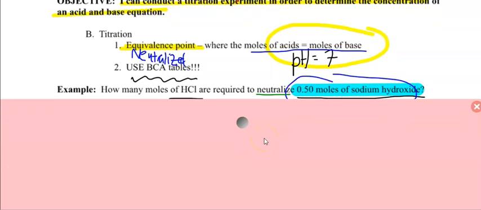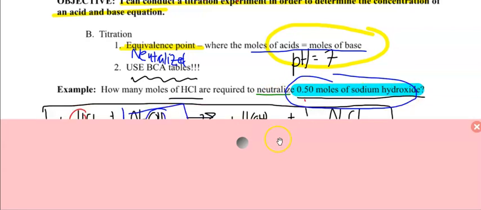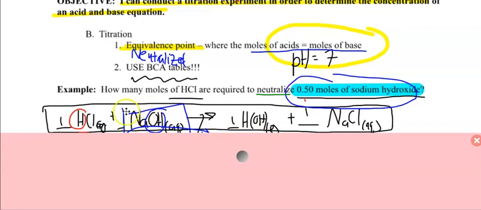So here's our first example. How many moles of HCl are required to neutralize 0.50 moles of sodium hydroxide? Well, the first step is that we need to write our balanced chemical equation. So we have HCl plus NaOH. Oh, acid-base neutralization.